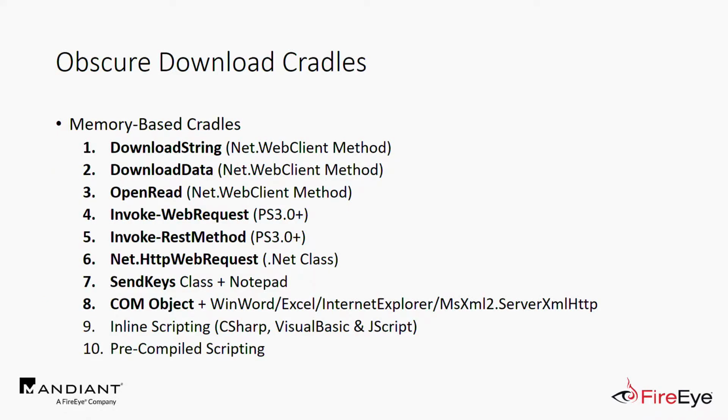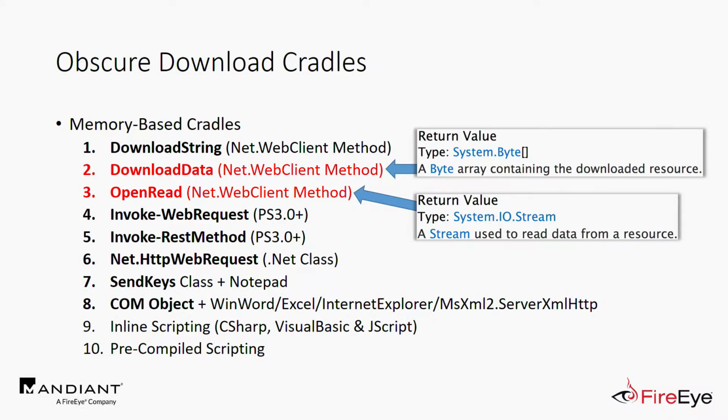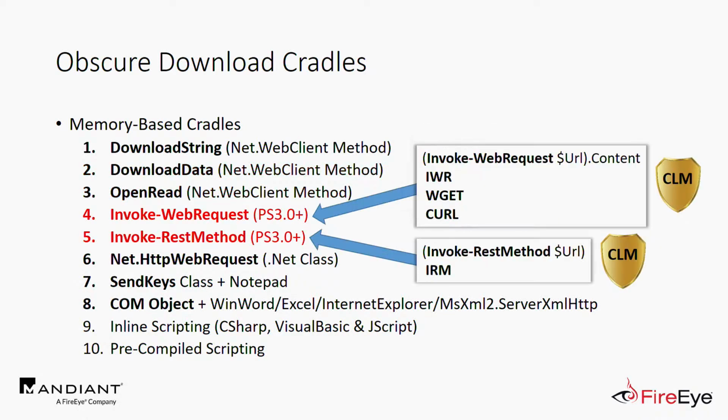And now these are the memory-based cradles. So DownloadString, again, this is the most common one that we see attackers using. It returns the remote payload as an expression, typically to be invoked in memory. DownloadData and OpenRead return a byte array and a byte stream, and so those will work just fine in memory. You just have to convert them appropriately.